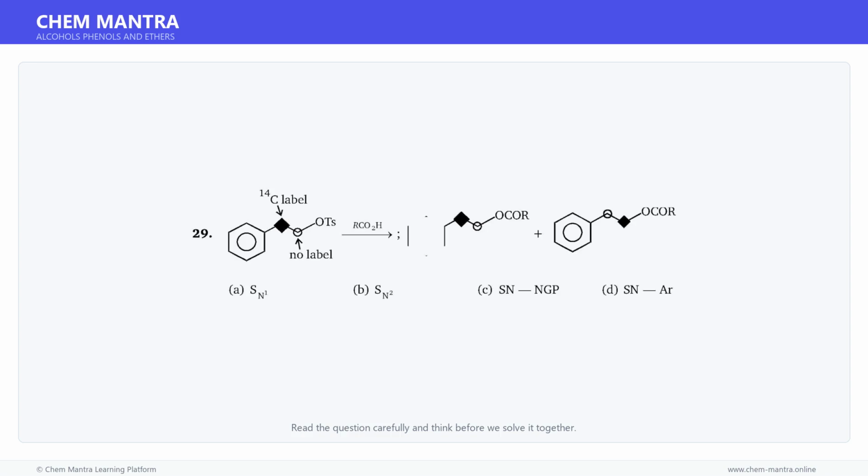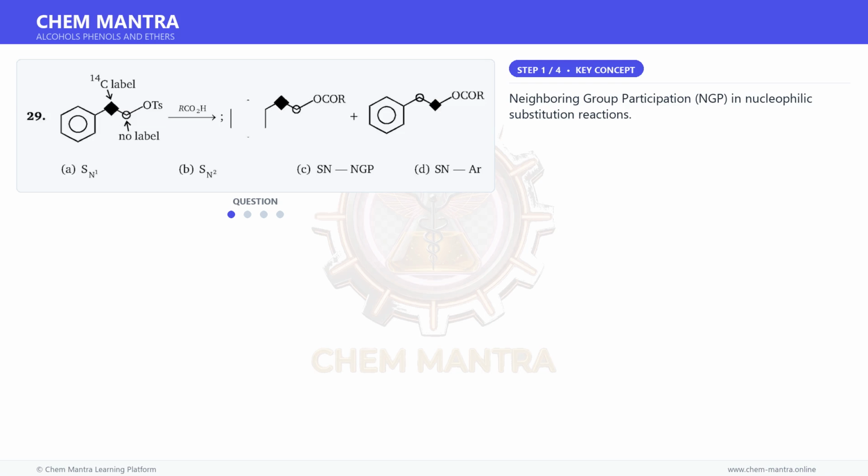Here is a question. Read it carefully and think about the answer. Let us solve it step by step. Let us first understand the key concept here. Neighboring group participation, NGP, in nucleophilic substitution reactions.